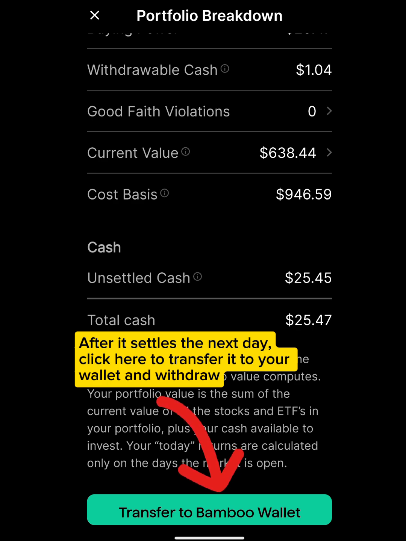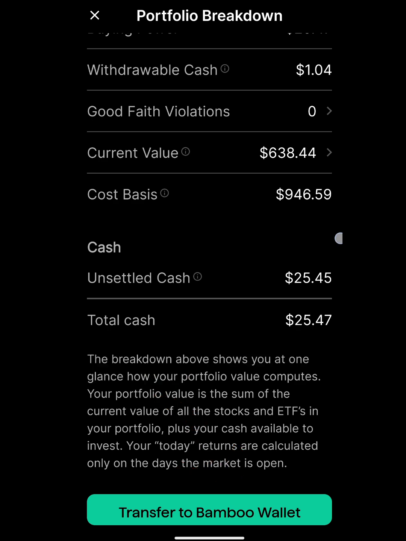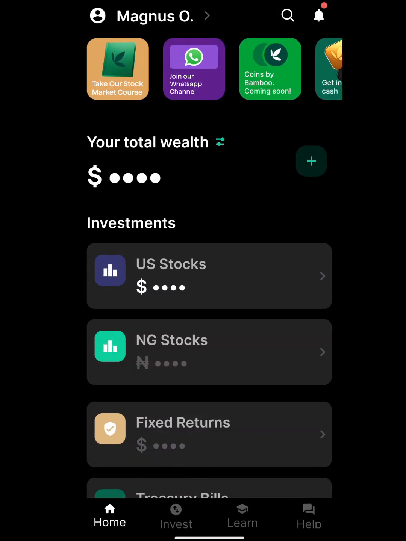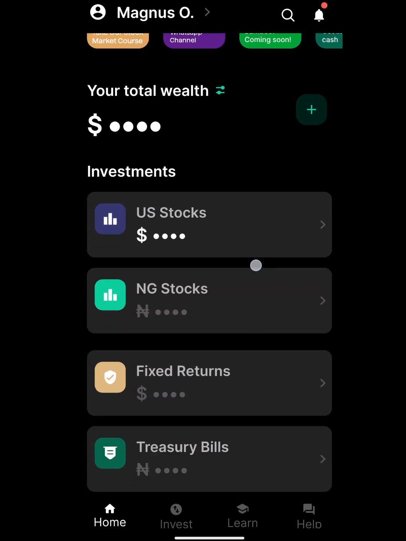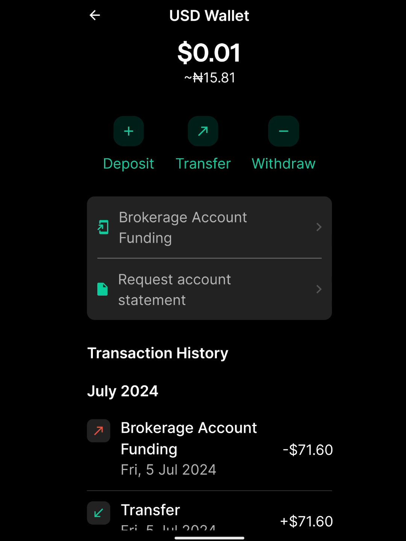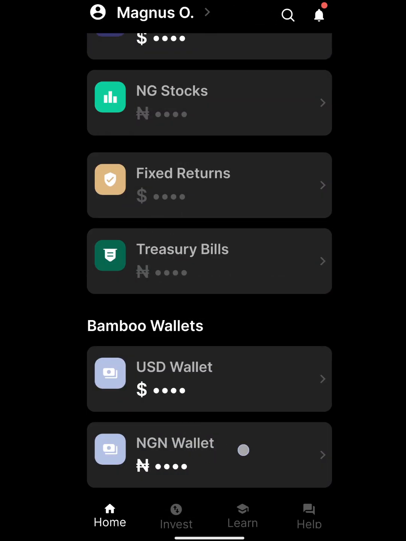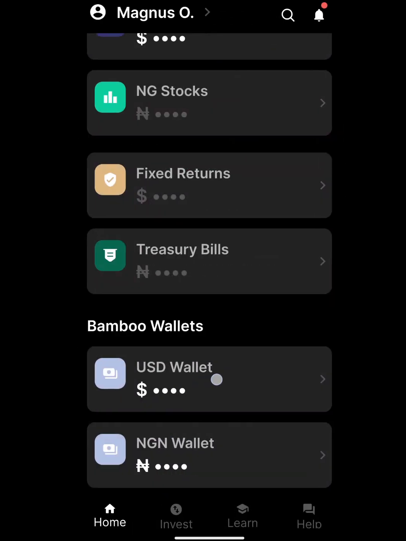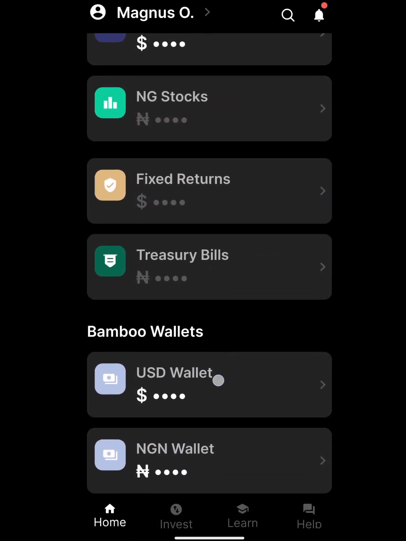Right? Now, how do you withdraw it? Let's go all the way back. Let me show you how you can now withdraw the money. Let's say the money has finally settled. If the money has settled in your account, you can withdraw it by going to either of these. If the settlement is in dollars, you can go here and withdraw it in dollars. If the settlement is in naira, you can go here and withdraw it in naira. Don't forget that even if it's in dollars and you don't have a dollar account you can withdraw it to, you can convert your dollars to naira.